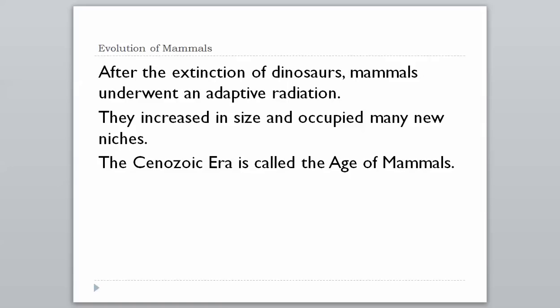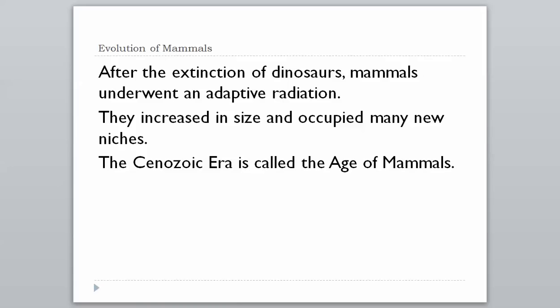So this is a term we're talking about in biology right now, which is basically a big explosion. A big explosion of mammals, because there were really no other animals at that time for them to compete with. And so because there were no other animals for them to compete with, they increased in size and they occupied many new niches. So a niche is just a certain place, like a job description in the environment. So a certain job that they could fill in the environment.